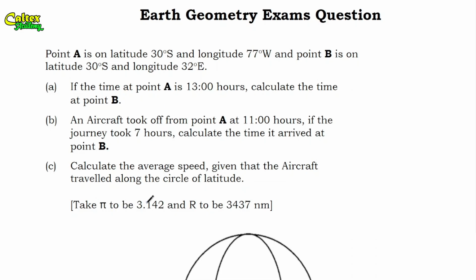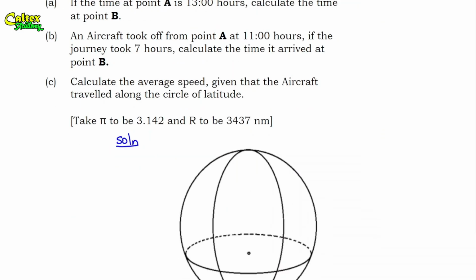Take pi to be 3.142 and R to be 3,437 nautical miles. So this is our solution, and I've just made a rough sketch of the globe for us to be able to make our sketch.